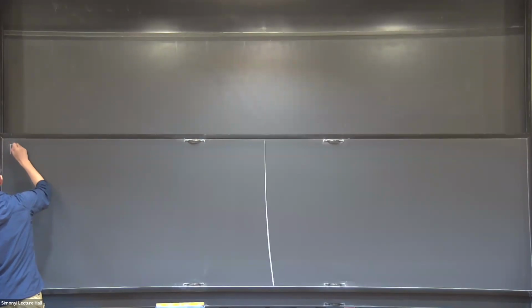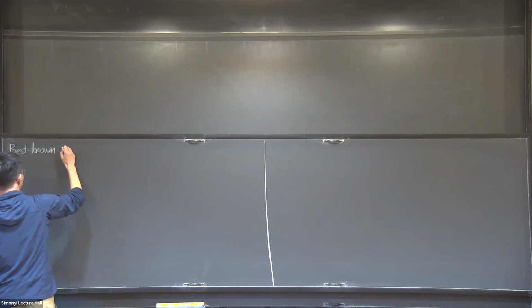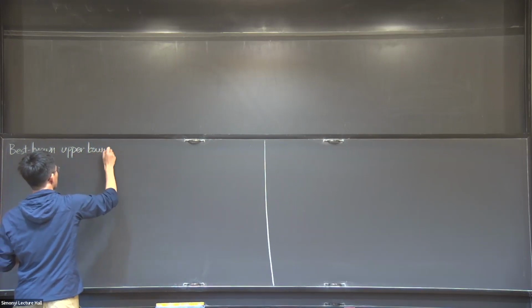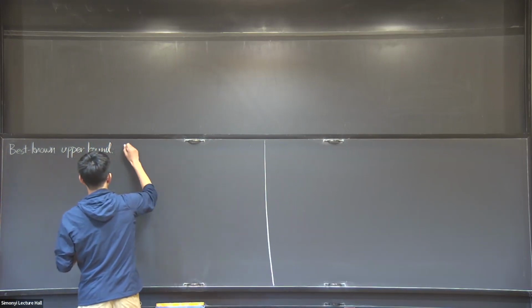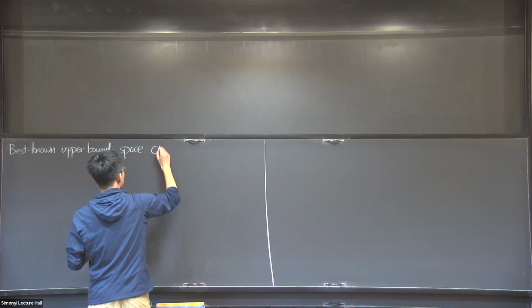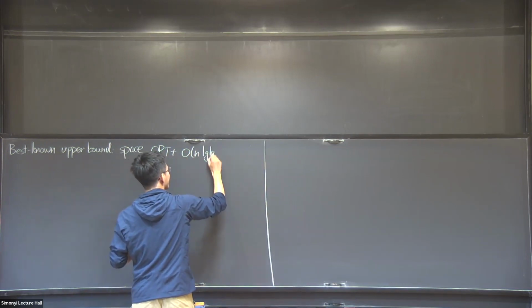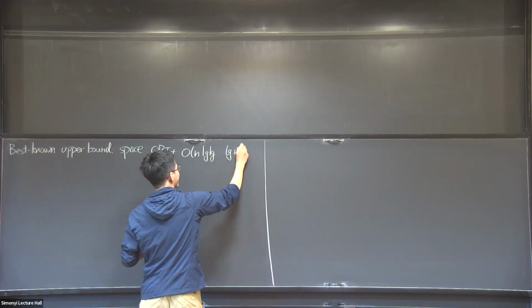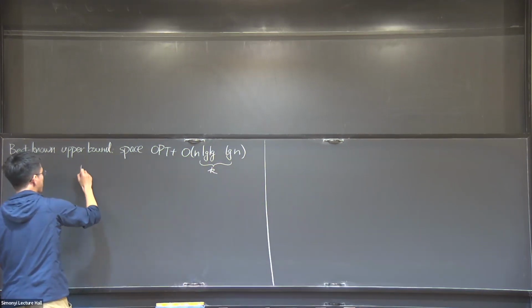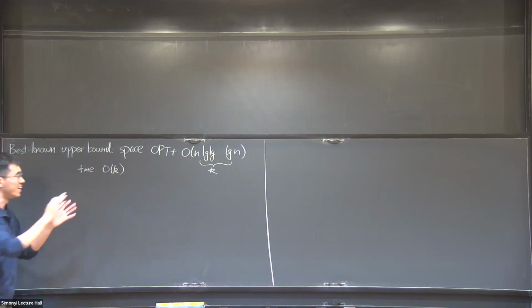Let me write out the exact bound. So the best known solution, or upper bound, gives space that is opt plus O(n log^(k) n), with k logs here, for any parameter k, and time of k. Okay, so k can be any parameter.